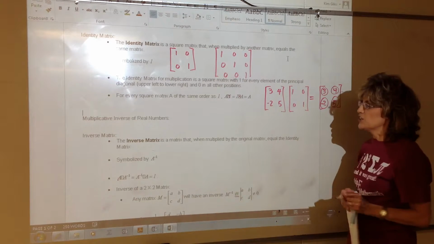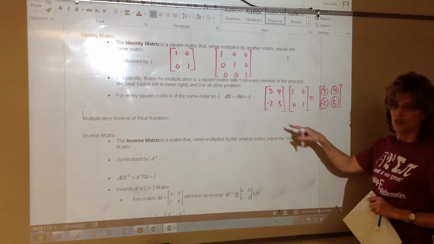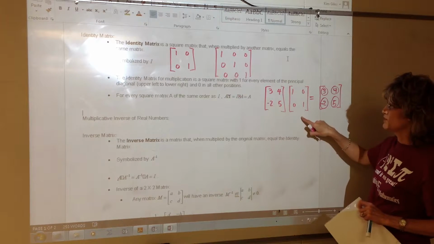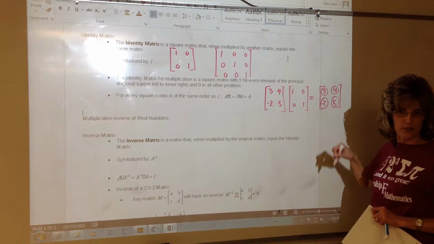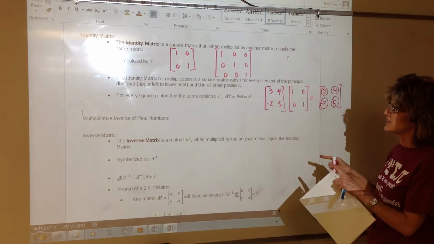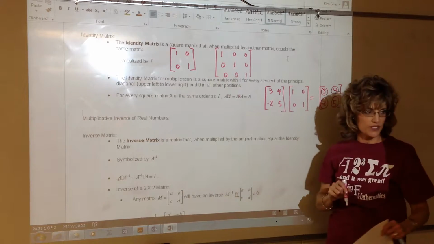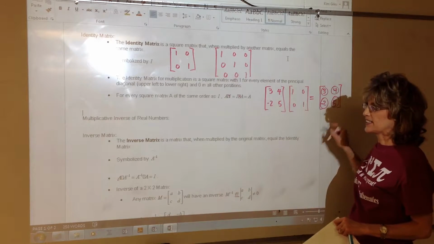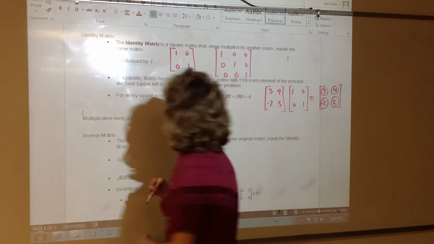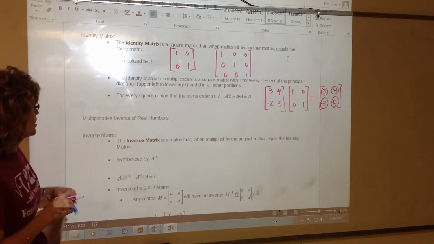So always, if you multiply a matrix times the identity, you get back the same matrix you started with. And this is the one time when it doesn't matter. Even if I switch it and do it in the opposite order, I will still get the same matrix. So we're going to work with that here in a minute.